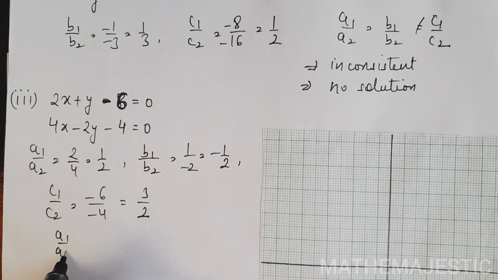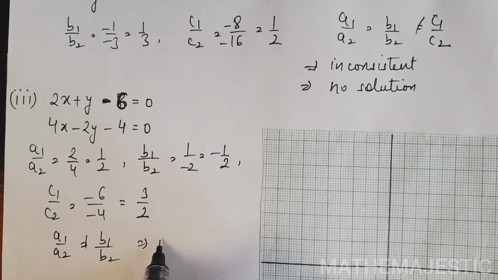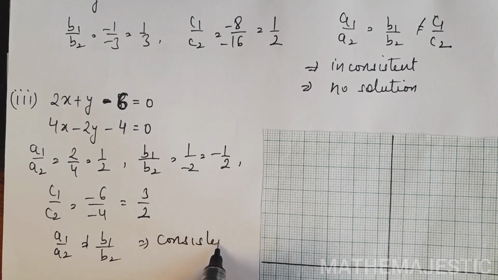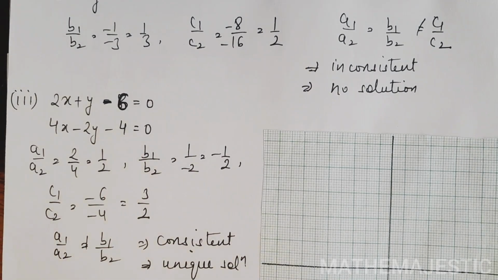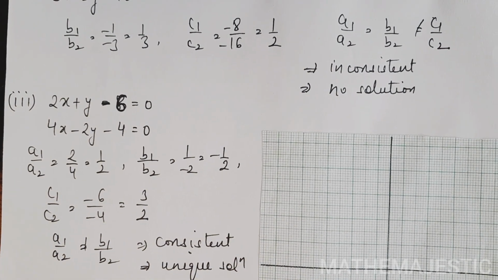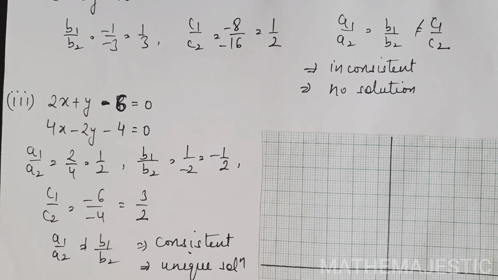That means if the first two ratios are not equal, it is a consistent system of linear equations having intersecting lines. So there will be a unique solution. So we will draw the graph of them. The lines will obviously be intersecting lines, so the graph will be an intersecting graph, and the common point, the intersecting point, will be the solution of the equation.